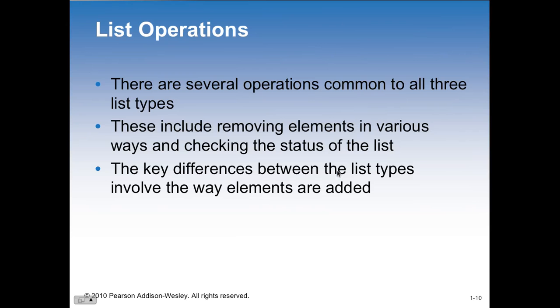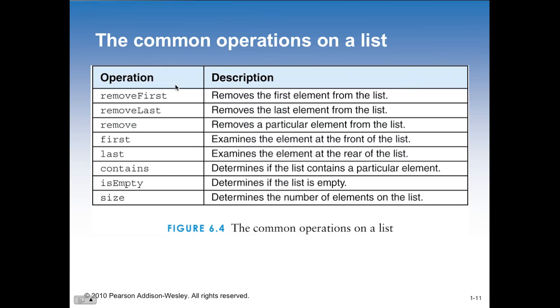So, list operations. There are several different operations that are common among all of these different list types. These include removing elements in various different positions and checking the status of different elements in the list. The key differences between the list types involve the way the elements are actually added. Here are some common operations on the list structure. Remove the first, remove the last, remove any particular item in any order. It doesn't have to be the first or last. Give me the first, get me the last. Determining if the list actually contains a particular item. Is it empty? What is the size of the list? How many are in there?